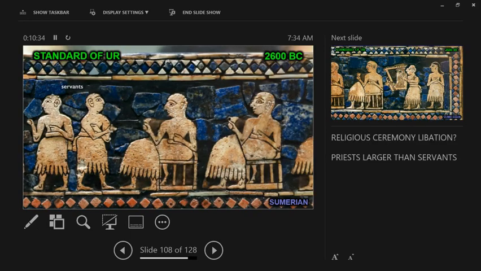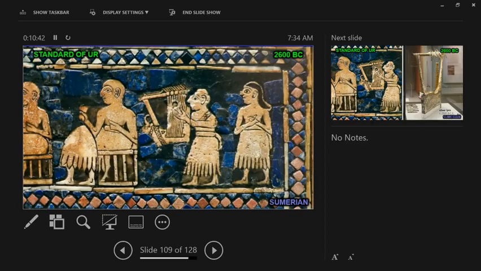And we have servants here on the left and like high officials or elites on the right. And then we have musicians over here on the right side. Most likely a lyre player and a singer. Now, notice the shape of this.